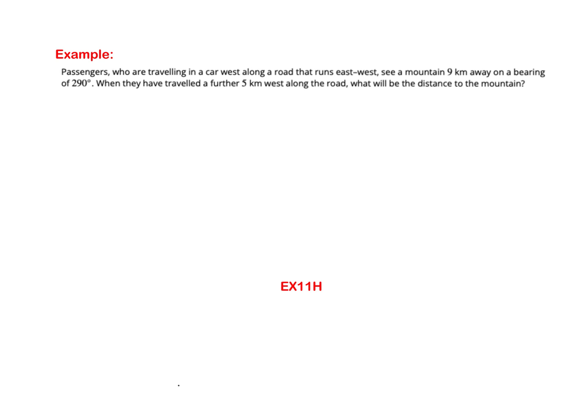Okay? So, passengers who are travelling in a car west along a road that runs east-west see a mountain 9 kilometres away on a bearing. So what is happening, if we start with this compass, I'm just going to draw, this is the start. The car is travelling along, they're going west, so they're heading this way on the west-east line, okay? And they said they see a mountain. So here I'm going to say they see a mountain, and it is on a bearing of 290.